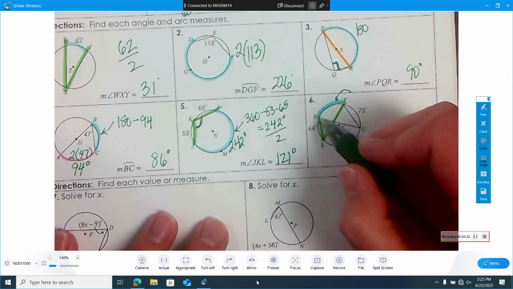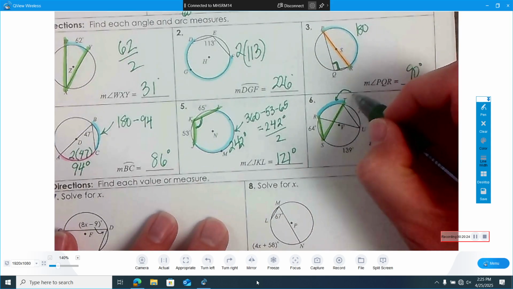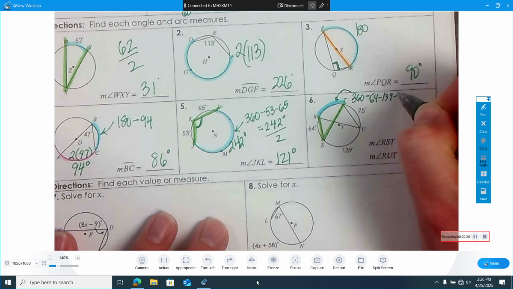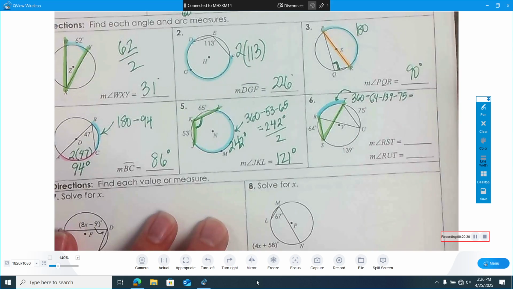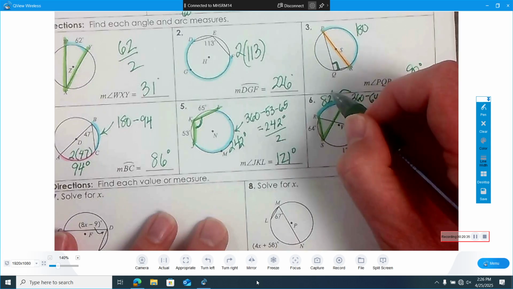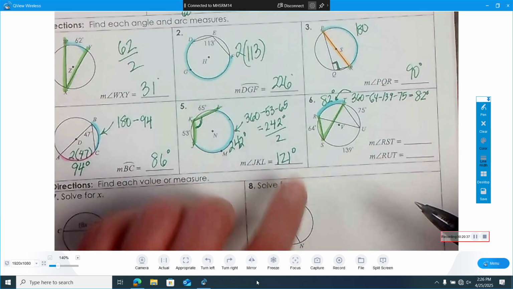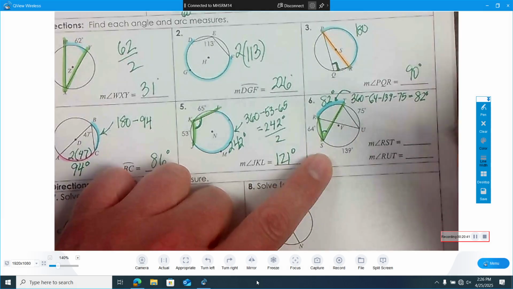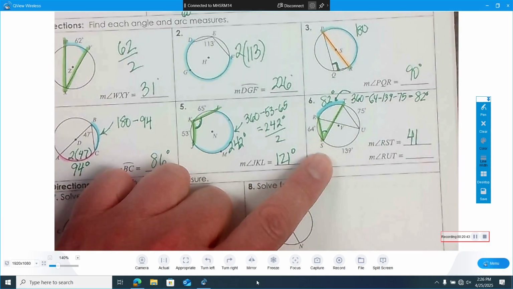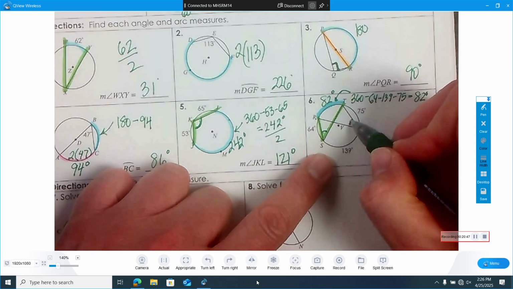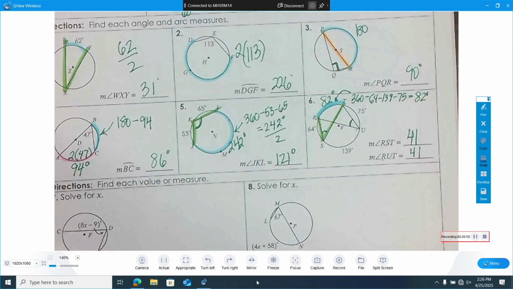Okay, so we got all the other degree measures. So 360 minus 64 minus 139 minus 75 gives me 82. So this arc is 82 degrees. And so if I know the blue arc is 82, what's my little angle? 41. That's the same as the other one. Yeah, and RUT is also 41.